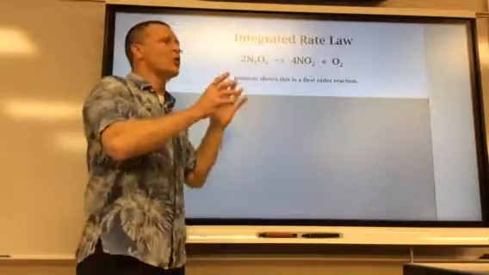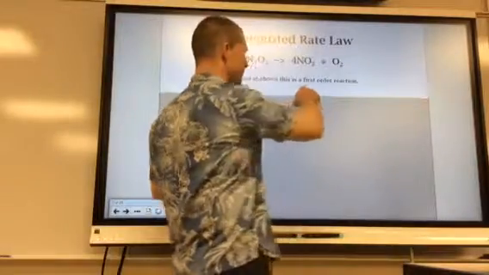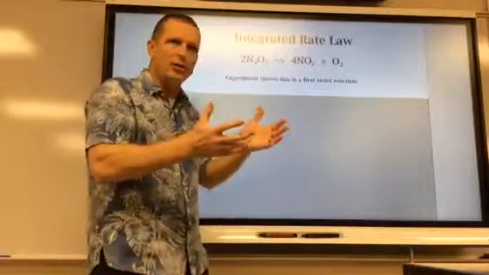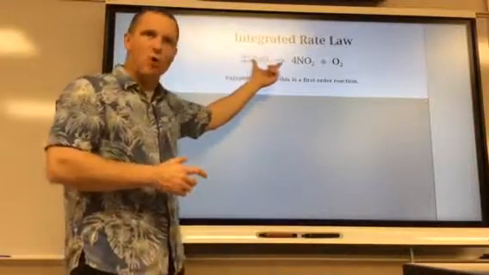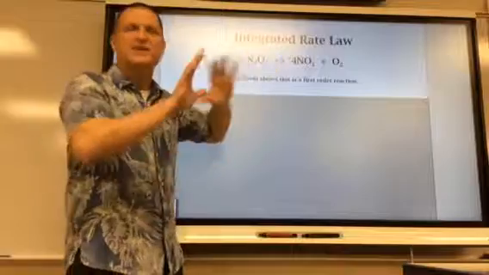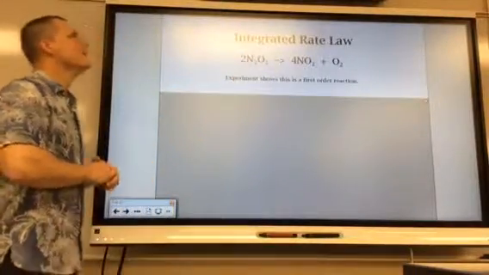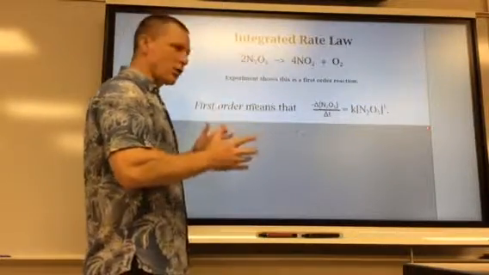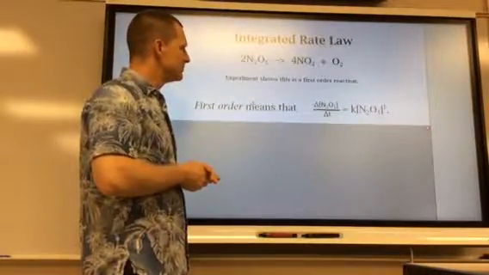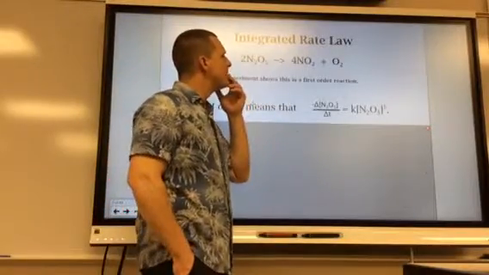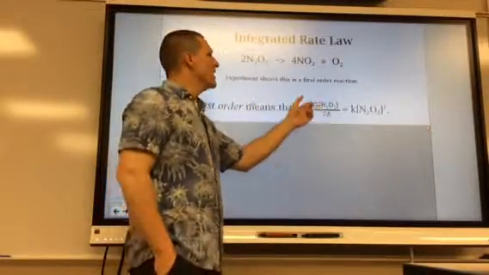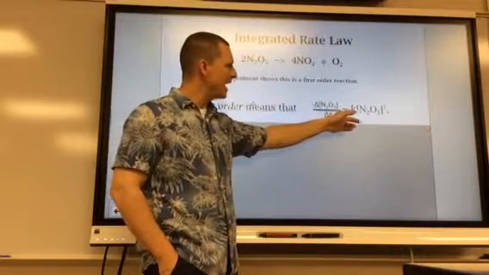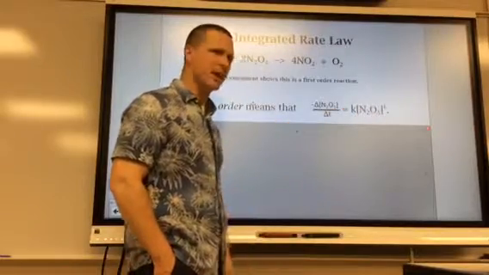Where it says experiment shows this is a first order reaction, you are not required to know how we got that. I'm just telling you that it is found that this reactant is first order. So just take that as a given. Okay? Here's what we do with it. If it's first order, that means this. Remember, the N2O5 is the reactant. So negative change in the reactant concentration over time equals k times the reactant concentration to the first power.